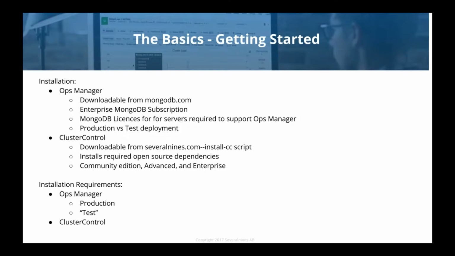Okay, getting started. So installation of Ops Manager. You can download it from MongoDB.com. In theory, it requires an enterprise MongoDB subscription. You can, however, download it regardless once you provide your details under an evaluation license. For production support, you require licenses for the underlying MongoDB servers used with it, as well as your own licenses for your production servers.